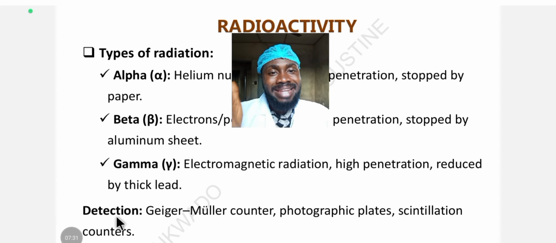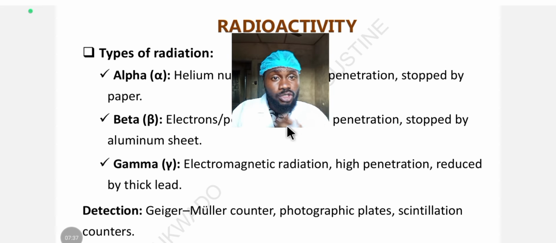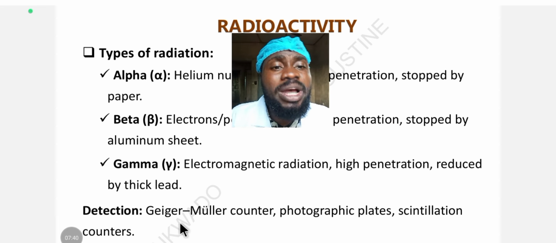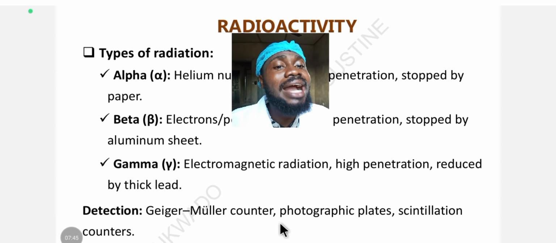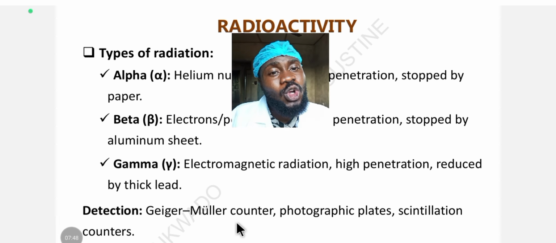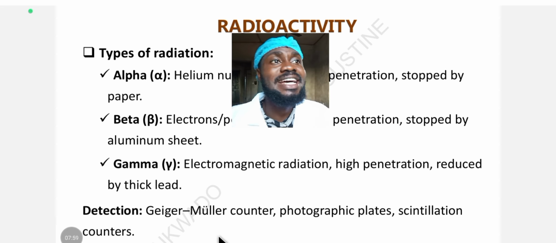So let's now look at the methods of detecting radioactivity. How do we detect radioactivity? It is detected with an instrument called the Jamb counter. The what? The Jamb counter. That's what we use to detect the what? The presence of radioactivity. And this Jamb counter was invented by a German scientist.